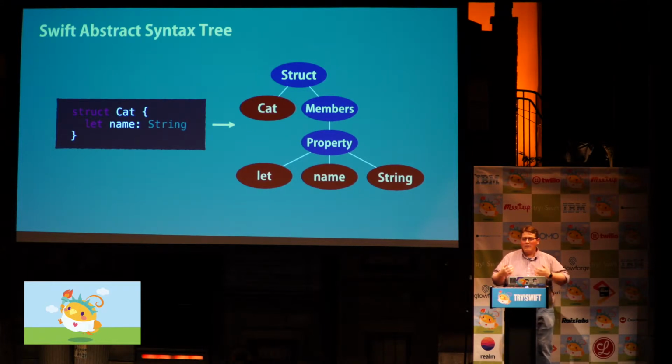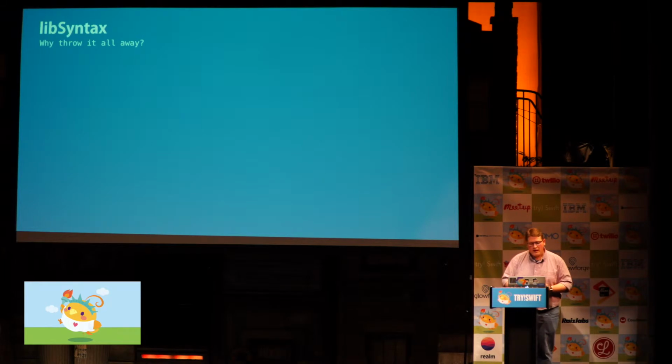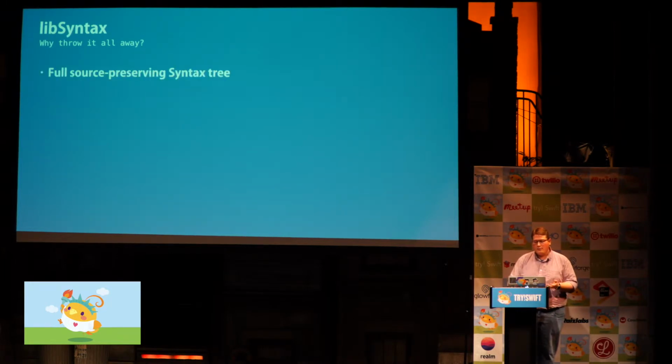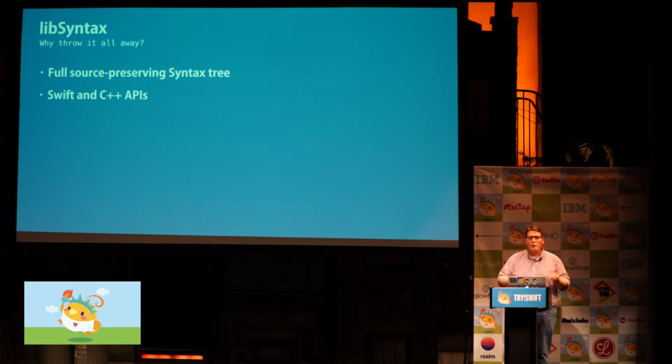Well, we think that throwing this away gets rid of some important bits that we could use later. So the Swift compiler gained this new library called libSyntax. It's a new library in the Swift compiler that aims to represent the full contents of the source file and provides Swift and C++ APIs for reading files in, generating other Swift files, and analyzing them.